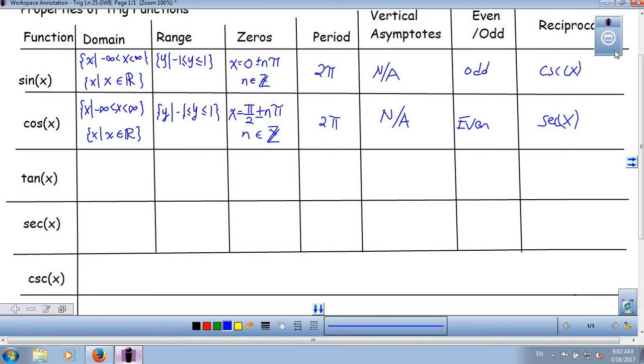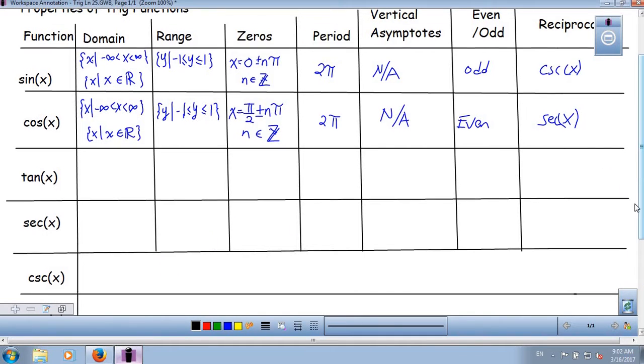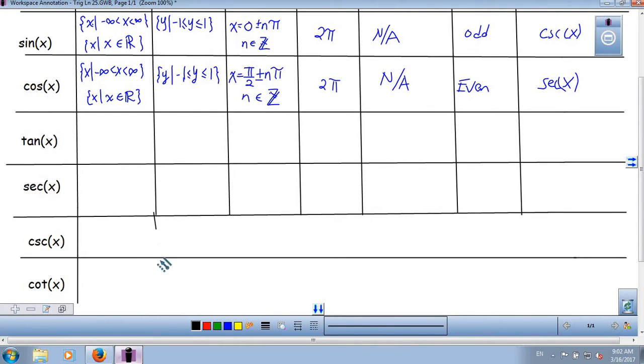Okay. All right, so let's go down here a little bit. Let me extend the line here. I'm just trying to make the table look a little better here.